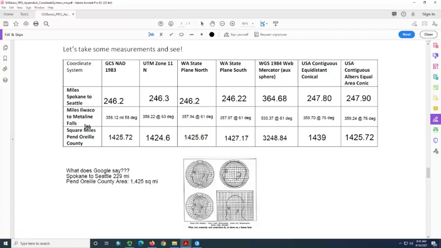When we look at the difference between the distance between Ilwaco and Medellin Falls, our local coordinate systems aren't too different with respect to the distance, but then you can see that the degrees is different.